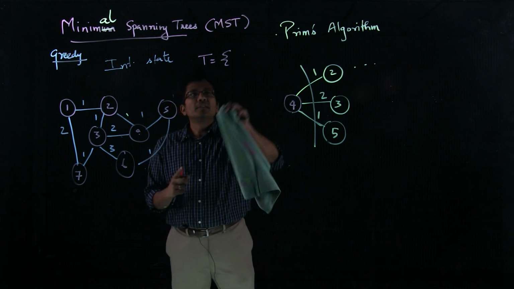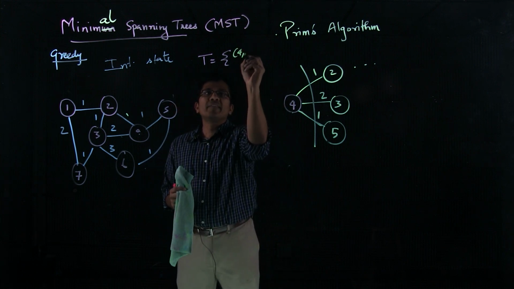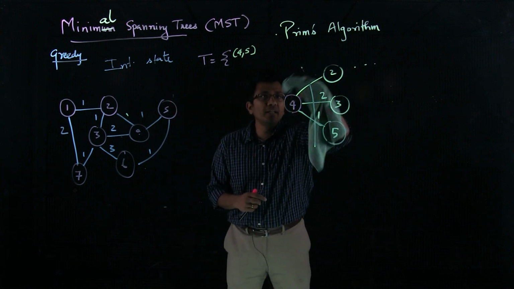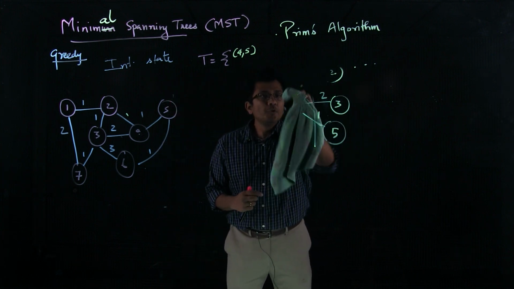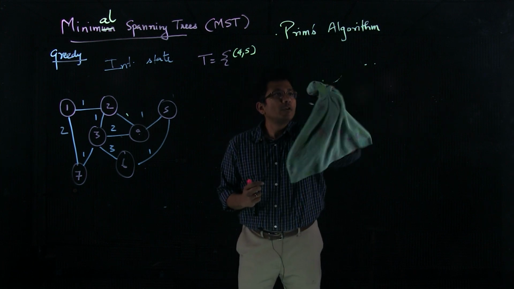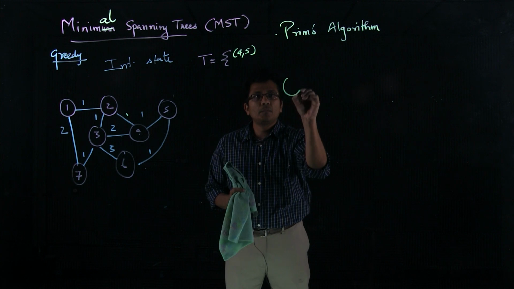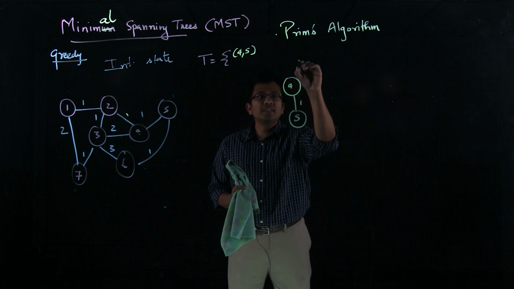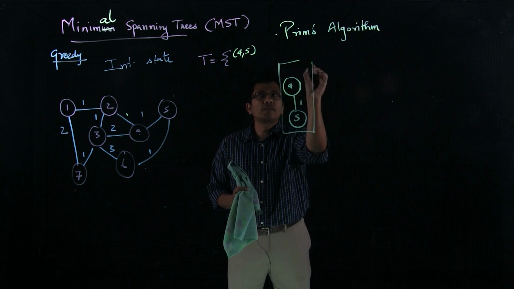So therefore the tree now has the edge 4 to 5. This is an undirected edge. It also means 5 to 4. So the new tree after the first step is going to have 4 to 5. This is going to be the new tree.